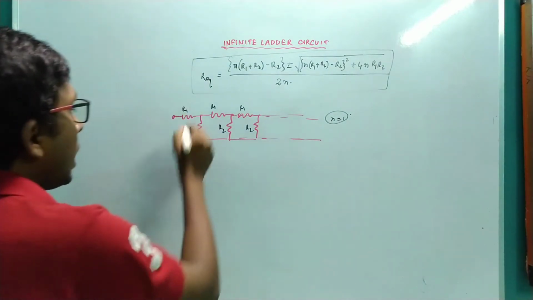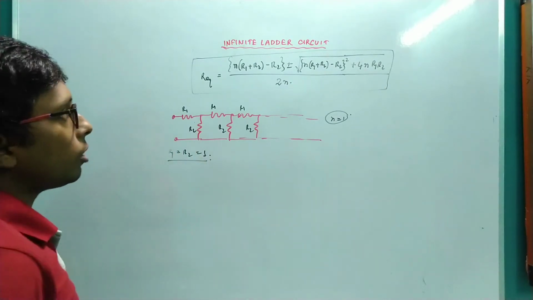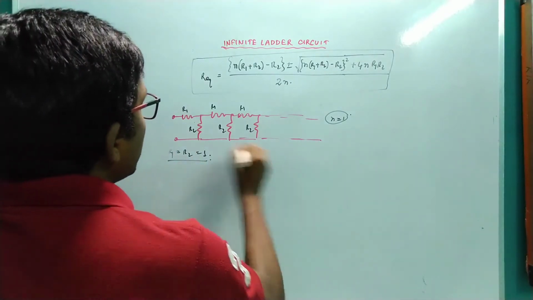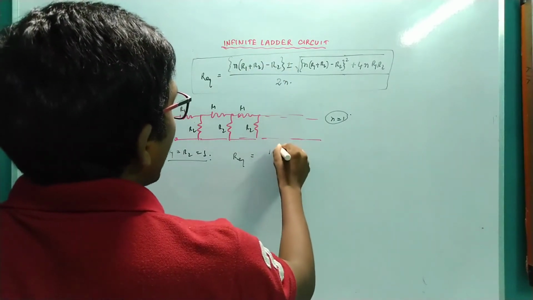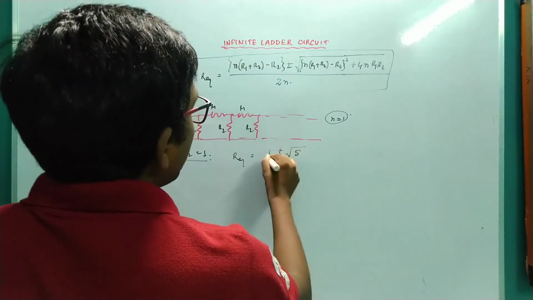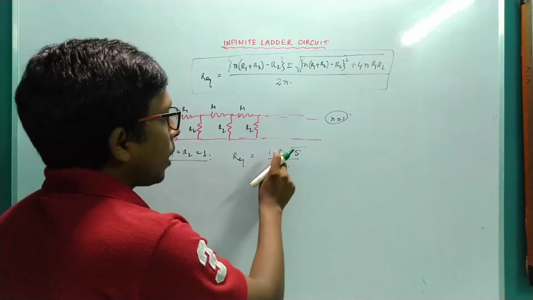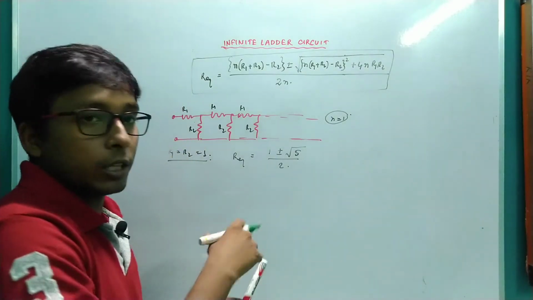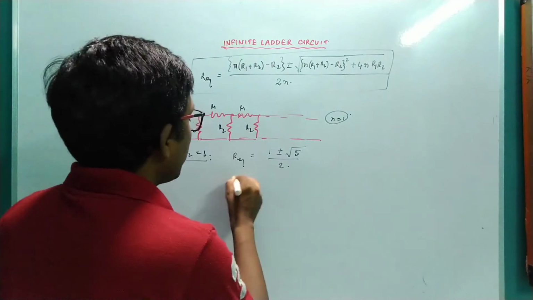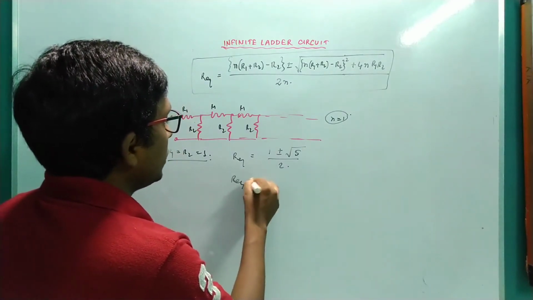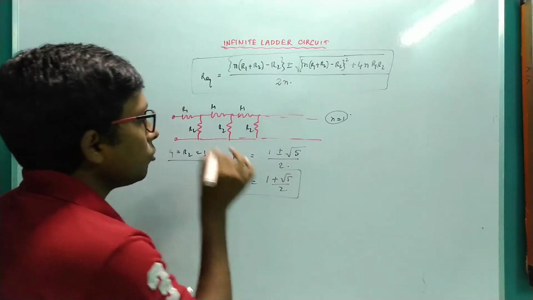Now suppose R1 and R2 are both given as 1. Then R equivalent, with N equal to 1, R1 and R2 equal to 1, is 1 plus minus root 5, divided by 2. If I take the 1 minus root 5 by 2 solution, it gives a negative value, so we do not take it; we take the feasible solution. R equivalent is equal to (1 plus root 5) by 2. This is my actual solution.